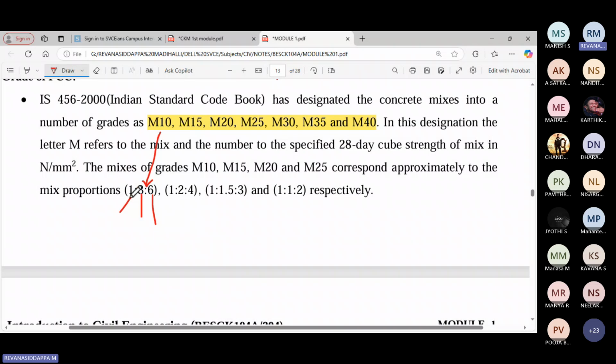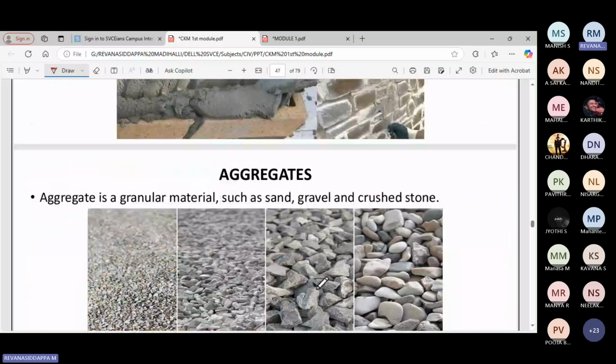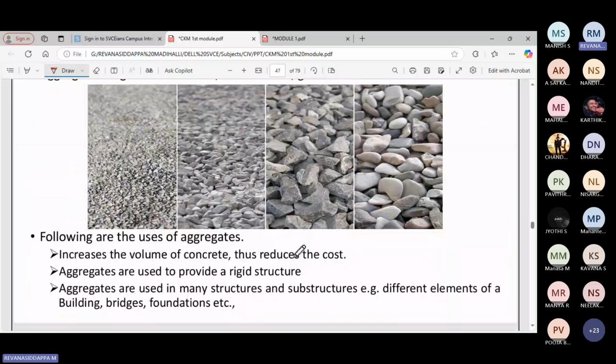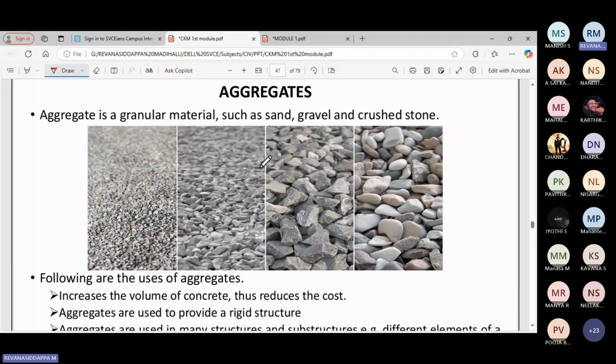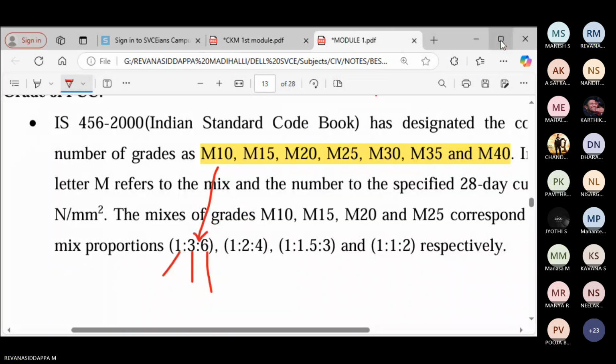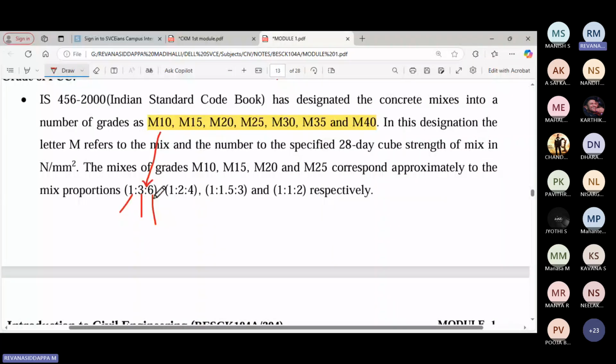1:3:6 means 1 portion of cement, 3 portions of sand, and 6 portions of aggregates. Meaning if you are taking 1 kg of cement, you should take 3 kg of sand and 6 kg of coarse aggregates. Coarse aggregates are what I have shown here; in normal language you will call it jelly. The proportion between cement, sand, and coarse aggregate is 1:3:6. If you maintain this proportion, you will be able to achieve M10 grade of concrete.